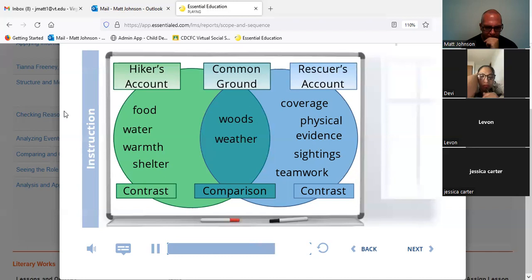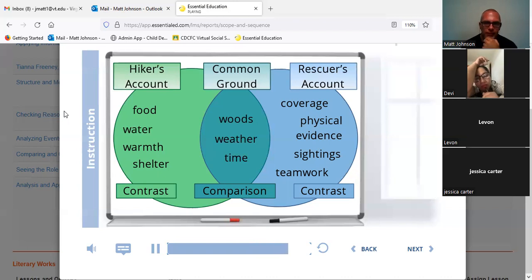A third point of comparison is time. The longer the hiker is lost, the more likely that something bad will happen to her. Both the hiker and her rescuers are racing against time. These topics are points of comparison, where the two sides have the same concerns.